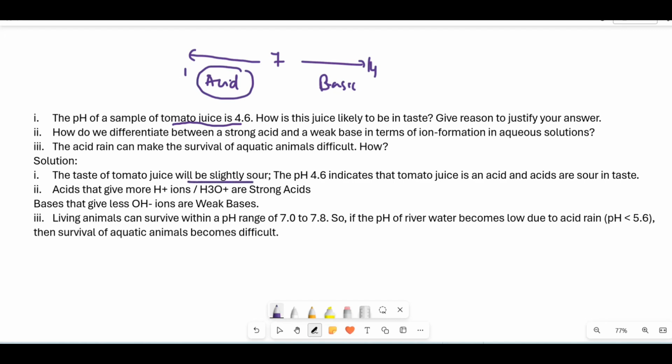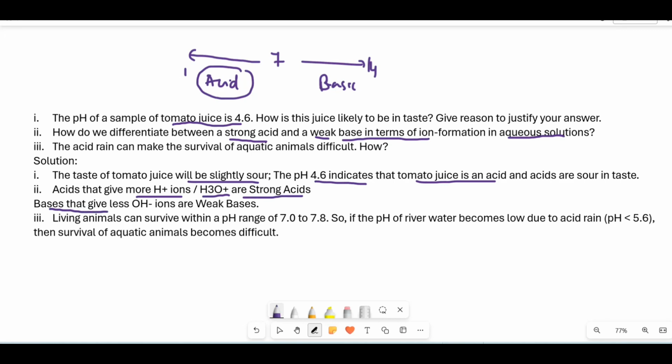The juice will be slightly sour. The 4.6 indicates that tomato juice is an acid, and acids are sour in taste. Second question, how do we differentiate between a strong acid and a weak base in terms of ion formation in aqueous solution? Okay, so acids usually give H plus ions. Strong acids give more H plus ions, or H3O plus. But this is a weak base.